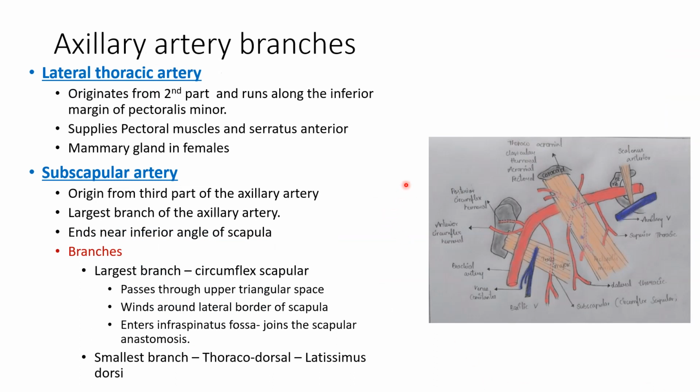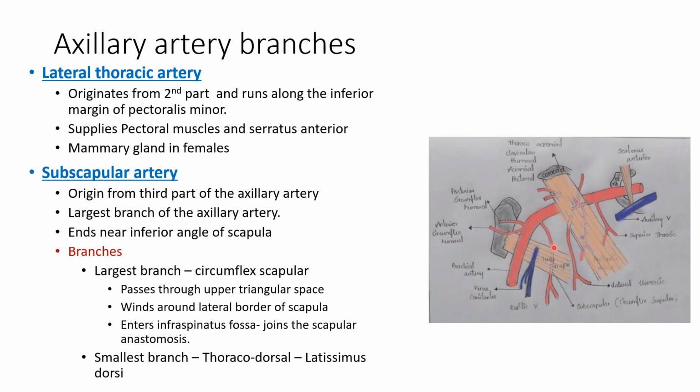Coming to the lateral thoracic artery, which arises from the second part of the axillary artery and runs along the inferior margin of pectoralis minor, and it supplies the pectoral muscles and serratus anterior. It also supplies the mammary gland in females.